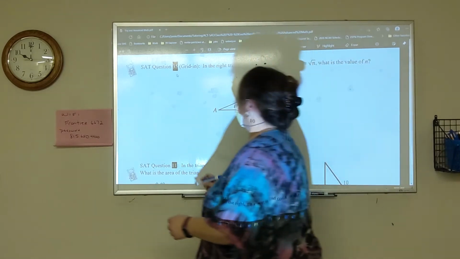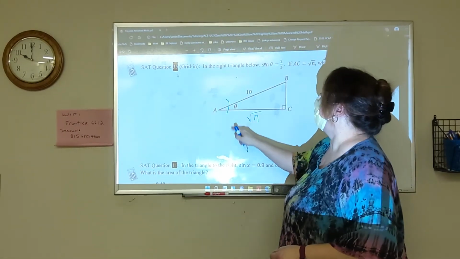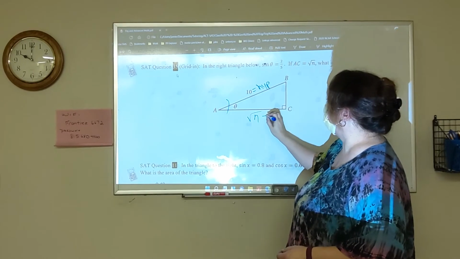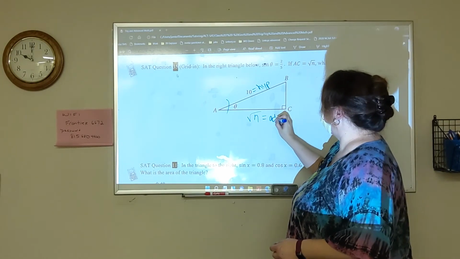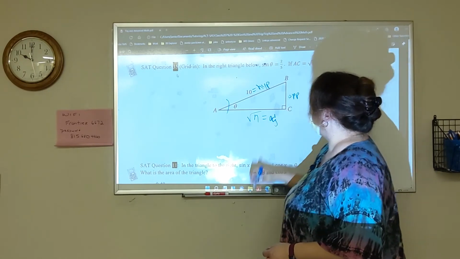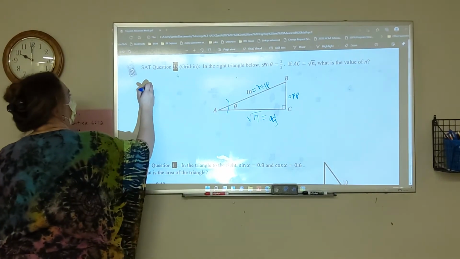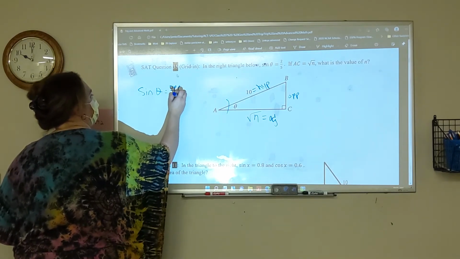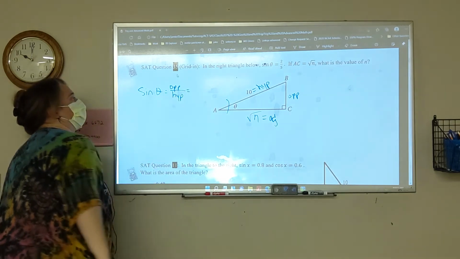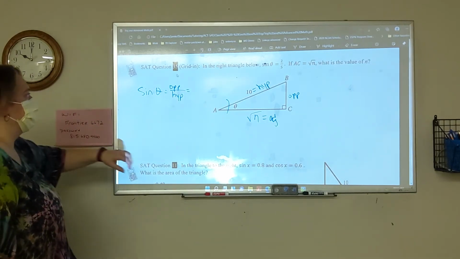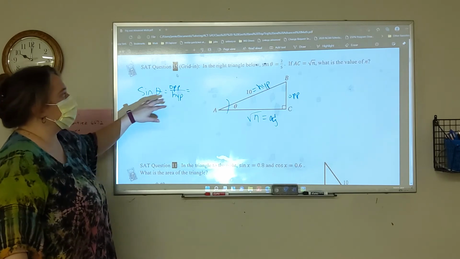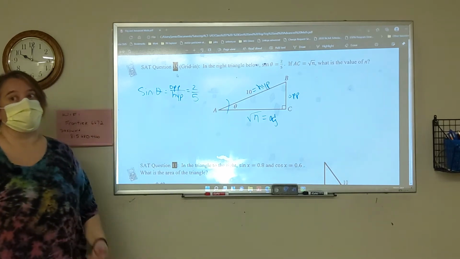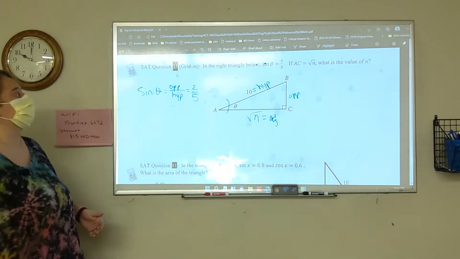So let's write down what we know. Again, let's ID our sides real quick. If this is theta, we know this is our hypotenuse. Next to theta is my adjacent. So this has to be my opposite. Okay, now what do we know? We know that sine of theta is opposite over hypotenuse. And we also know that sine is equal to 2 over 5. They told us that. That's the ratio of my sides. Again, it doesn't have to equal my sides.